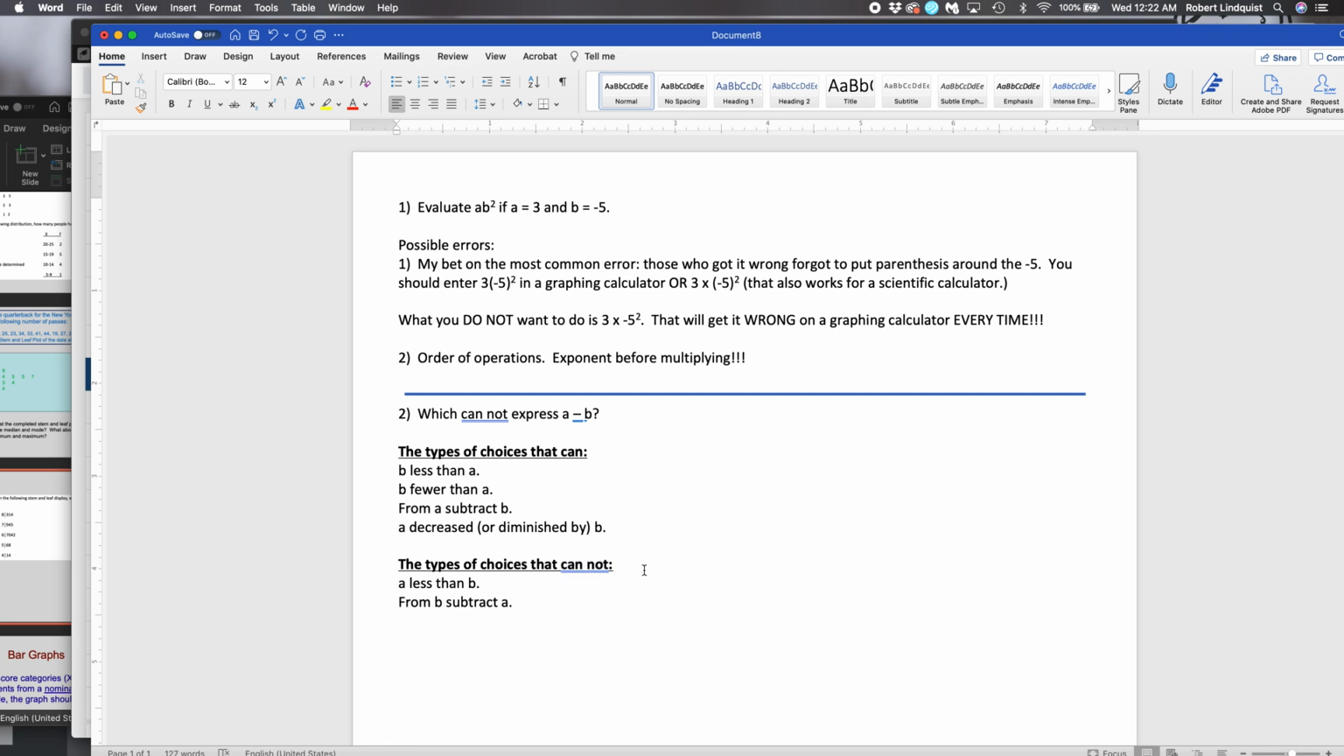Here are the 2 that cannot be, so they would have been the correct choice to choose. A less than B, because you wouldn't have switched the order, which you should have done. Or from B subtract A. That's not the case, because from is supposed to go first. So without the choices in front of me, I tend to think that you either chose the thing that can express it and just said, oh, I'm done, and missed over that word not, or you messed up either the less than or the from B subtract A. But that would be my suspicion in terms of what may have gone wrong.